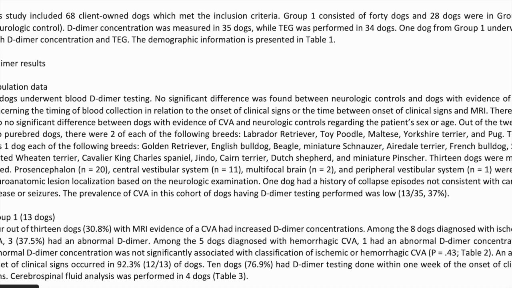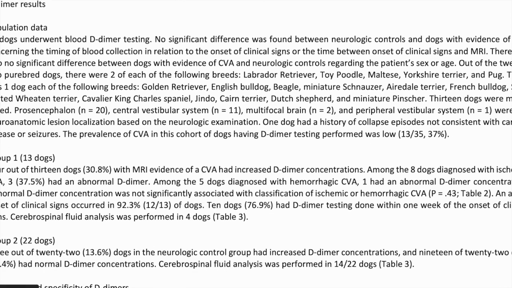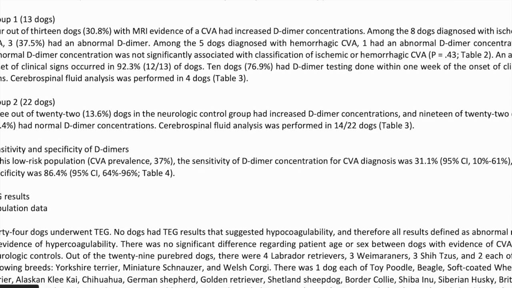Multifocal brain, N equals 2, and peripheral vestibular system, N equals 1, were the neuroanatomic lesion localization based on the neurologic examination. One dog had a history of collapse episodes not consistent with cardiac disease or seizures. The prevalence of CVA in this cohort of dogs having D-dimer testing performed was low, 13/35, 37%.